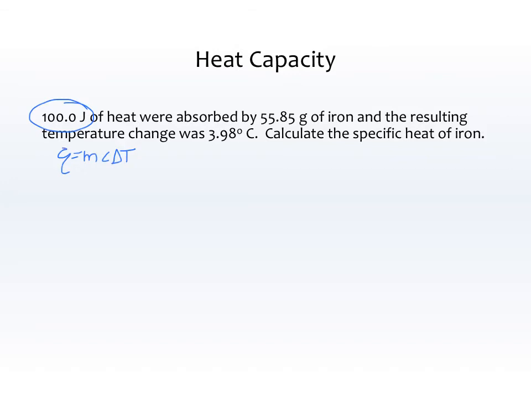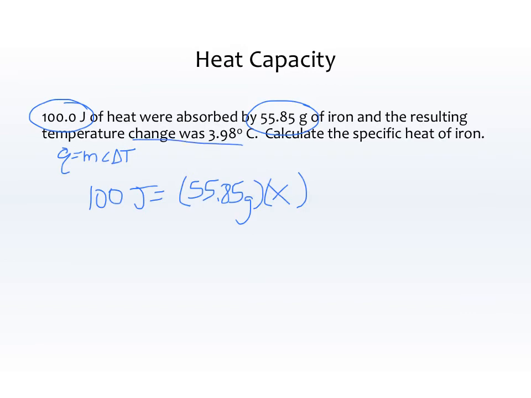That is Q. So it's going to be 100 joules equals 55.85 grams of iron times the specific heat of iron. Do not look it up. This is what we're solving for. Times the change in temperature. Temperature change was 3.98 degrees Celsius.